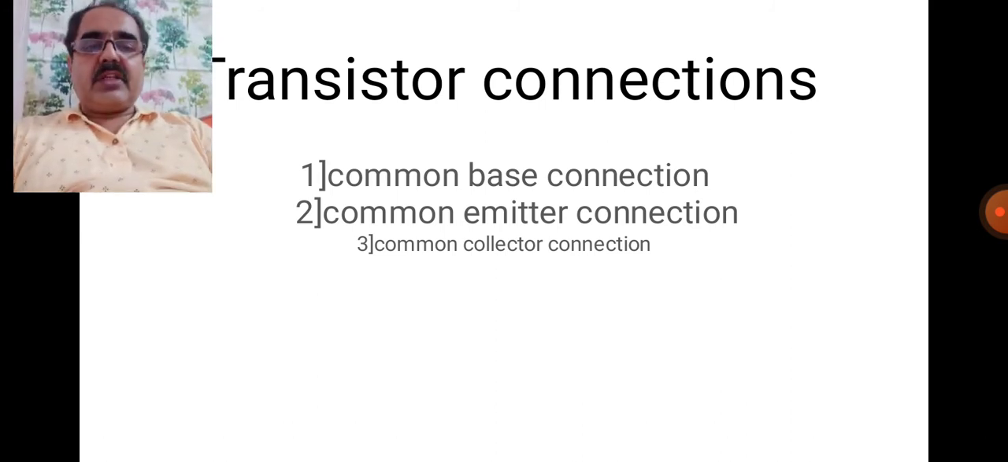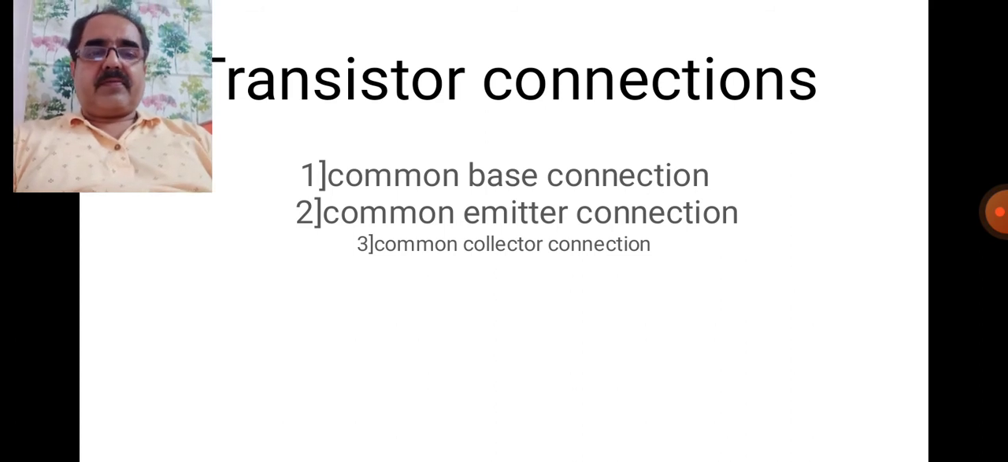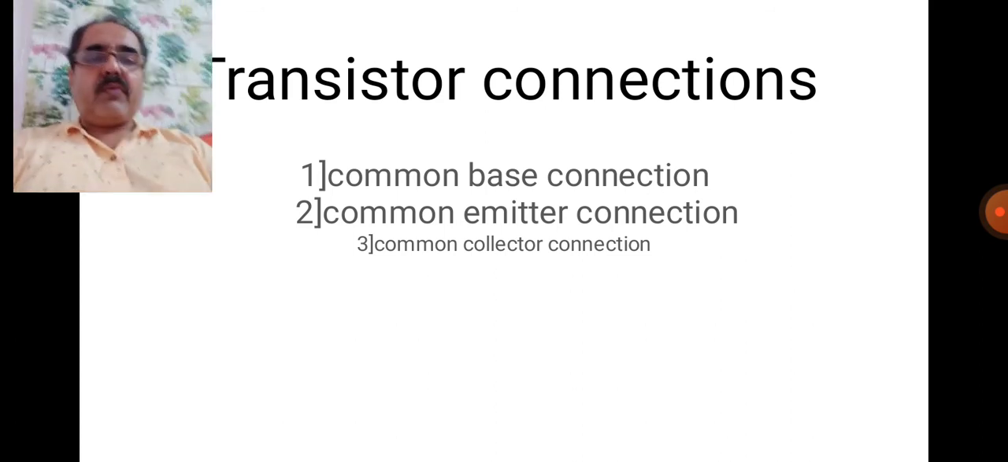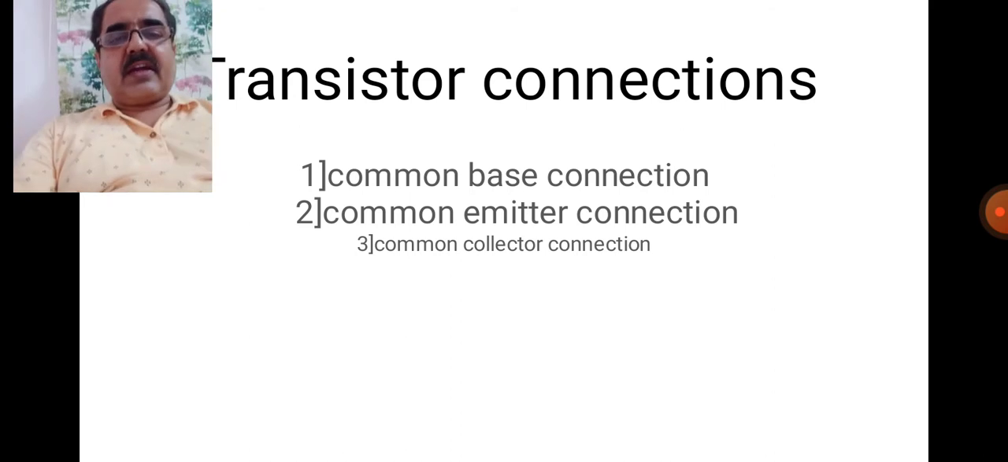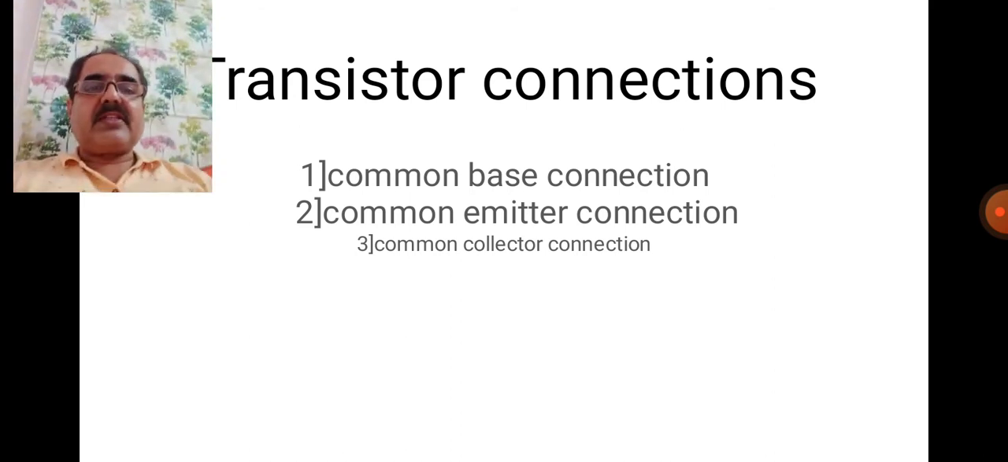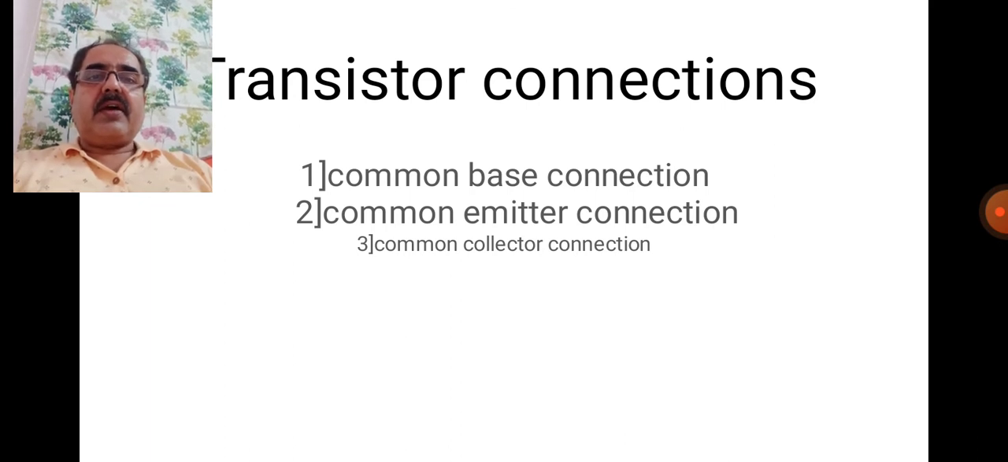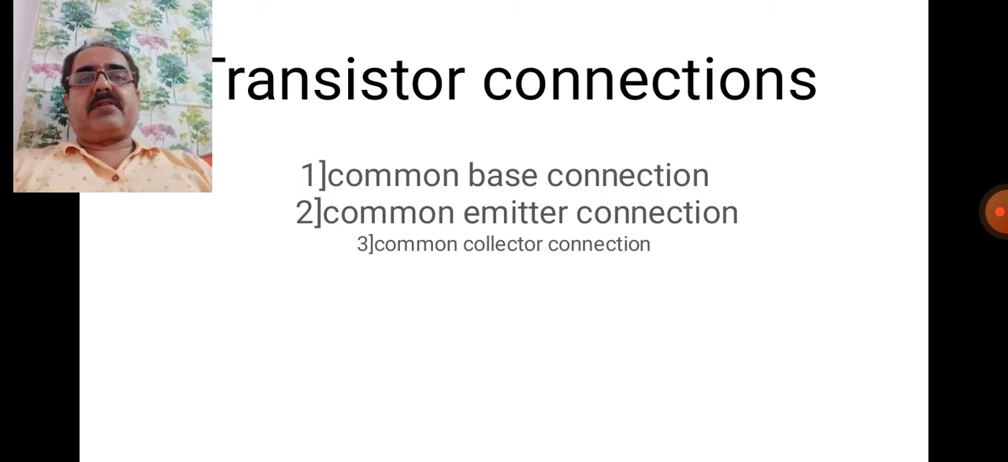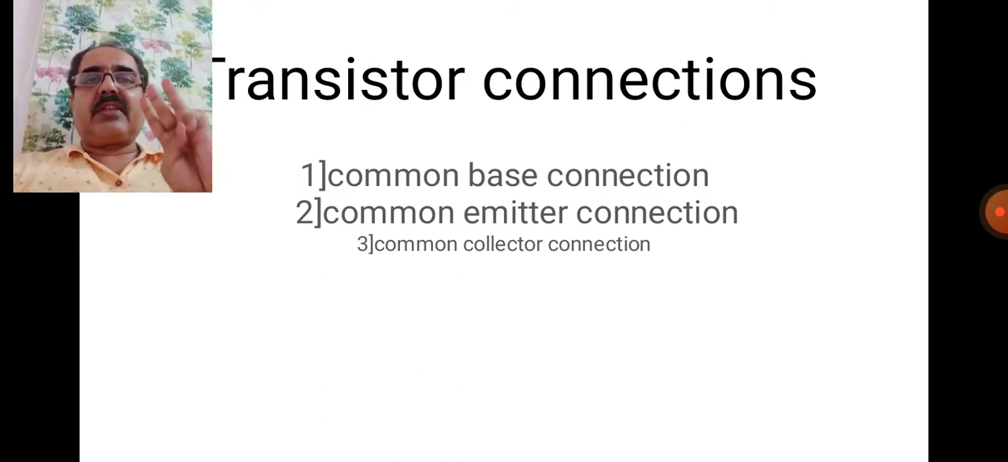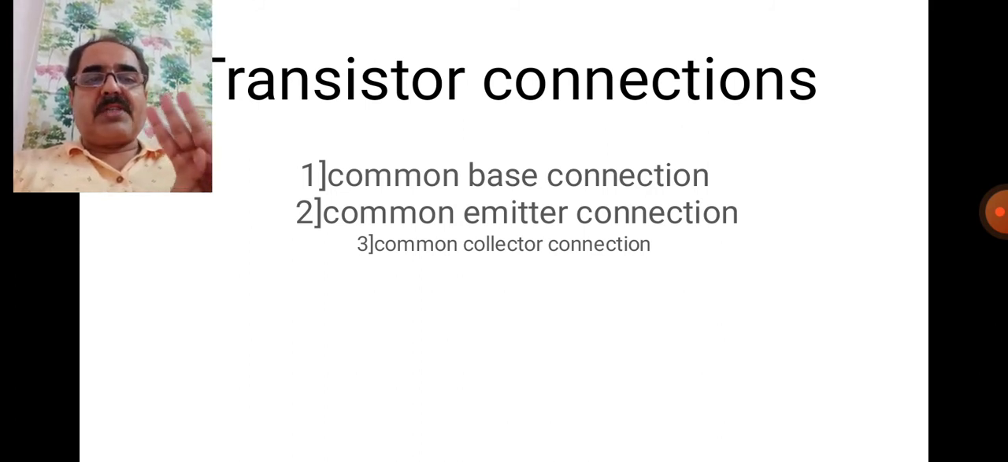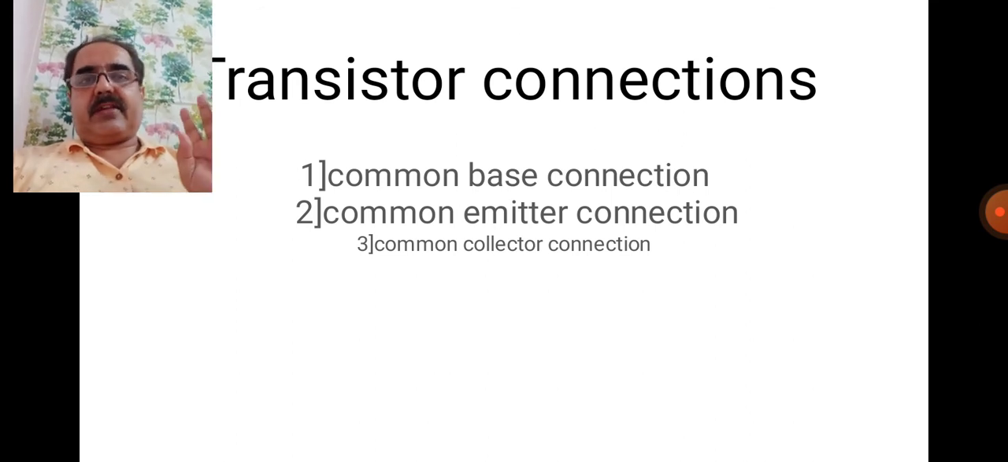Now in this period we will consider the transistor connection. When we consider the transistor connection, there are three leads in a transistor. Which are these? One is the emitter, another is the base, and the last is the collector terminal. That means there are three terminals we have to observe in the transistor: emitter, base and collector.